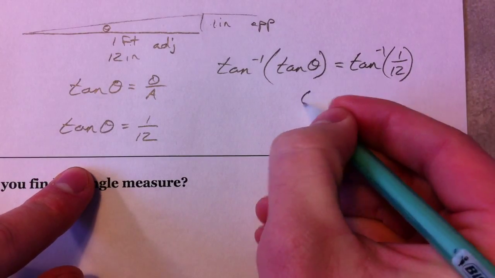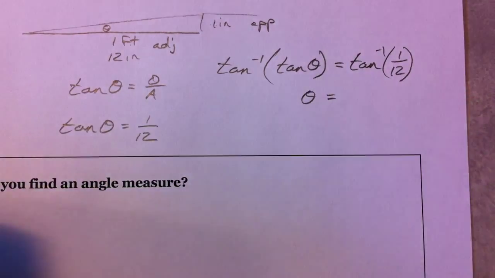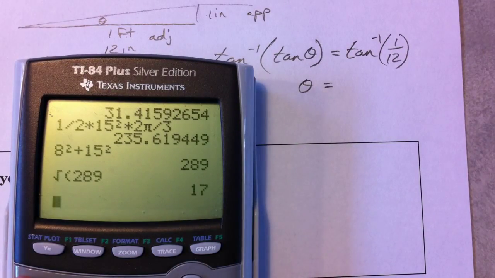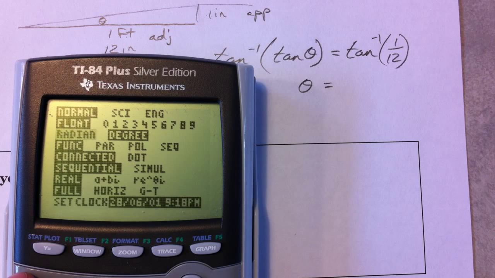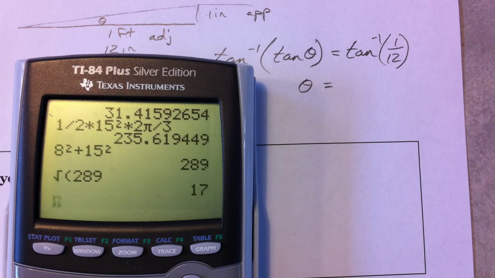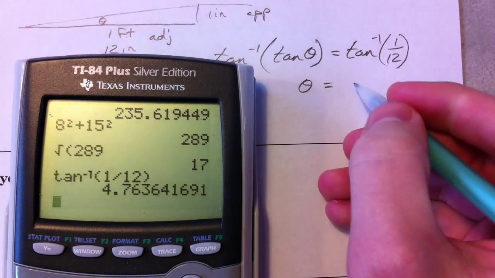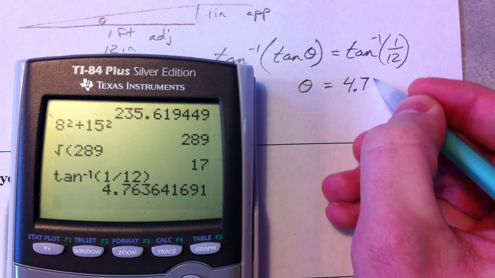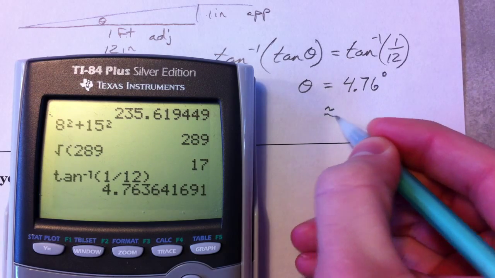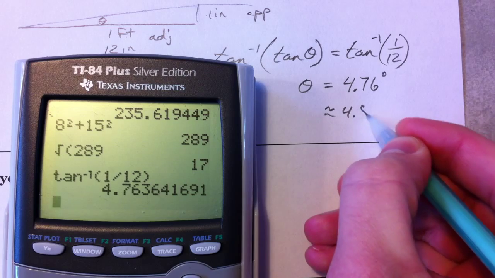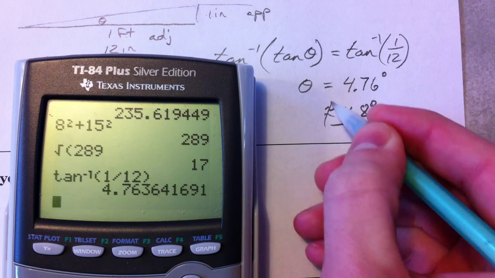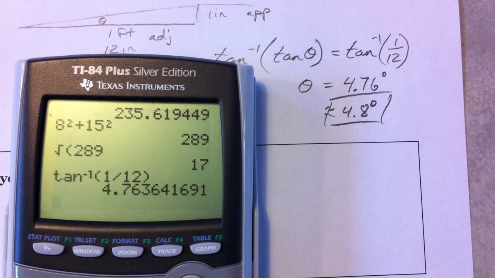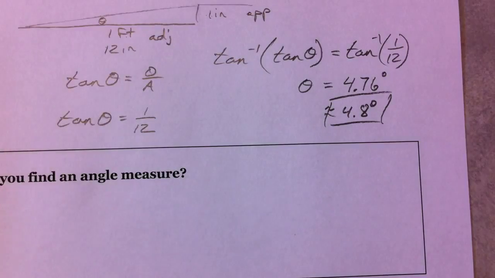and so on the left we get theta, and on the right we go to our calculator, making sure that we're in the proper mode. I want to be in degrees because I want a degree measure to come out of this. And so we get 4.76 degrees, or let's just say 4.8 degrees is the maximum. Yeah, we round it up. But 4.8 degrees is the maximum angle you can have.